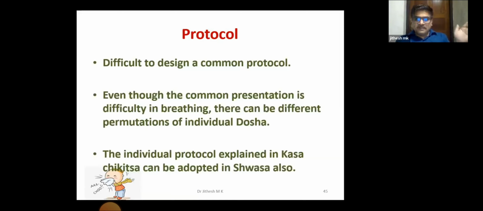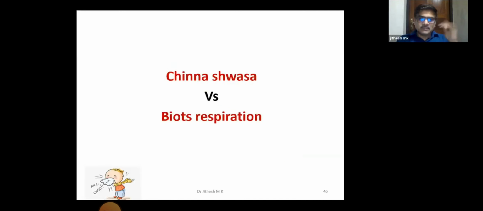So it is very difficult to develop a common protocol for Tamaka Shwasa. Many patients and many students ask, sir, what is the treatment line of Tamaka Shwasa? What I have to say is, there is no definite line for Tamaka Shwasa. It should be again differentiated, whether it is Vataja, Paittika or Kaphaja. So now we will see the medicine.